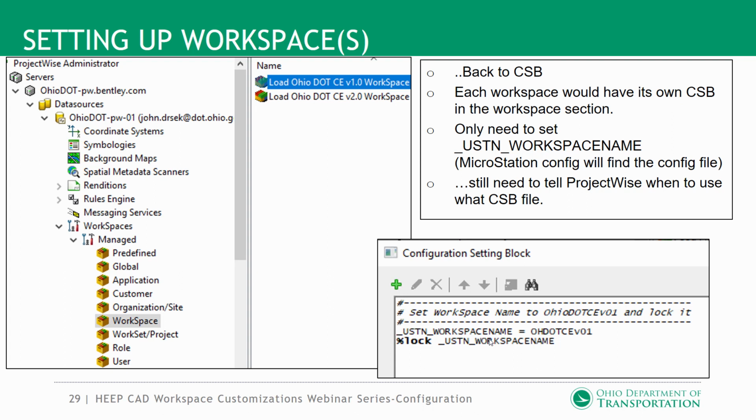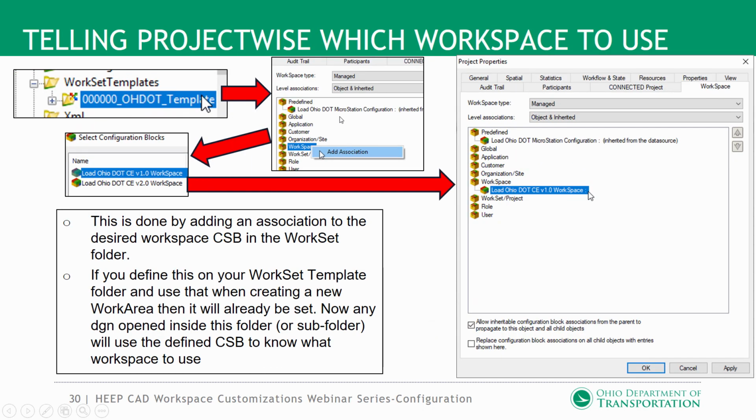But a block by itself doesn't do anything. We still have to assign it or associate it in some way. So with the predefined block we made, we assigned it to the whole entire data source. Now with the workspace, you don't want to do that because you get multiple workspaces, right? So you can see right here I have two different block files, one for different versions, but you could have one for different DOT standards, right? So what I'm going to do in this case is I know that I have a template for creating projects with our standard work sets.